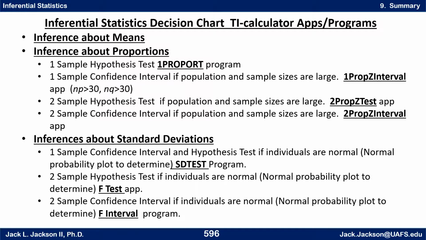For a one-sample confidence interval, we'll use the one-proportion Z-interval app, but that's only appropriate if both the population and sample sizes are large. Say NP and NQ are both greater than 30.